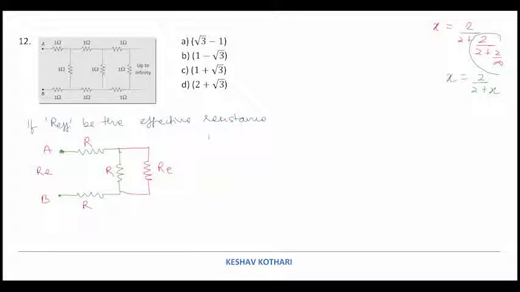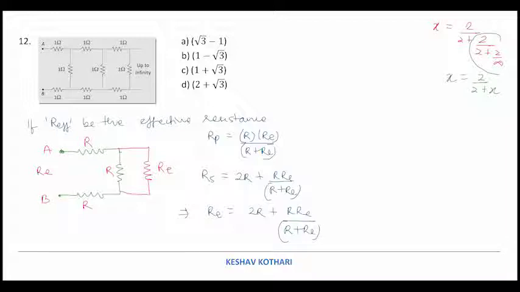If I solve this network now, I can say that these two segments are in parallel. So R parallel is equal to R1 R2 upon R1 plus R2, and then the parallel value of this and these two are in series with each other. So we say it as 2R RE upon R plus RE, and the effective value is equal to RE. So I can rewrite this as 2R plus RE upon R plus RE.